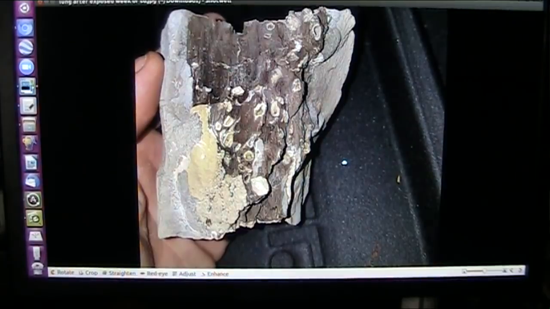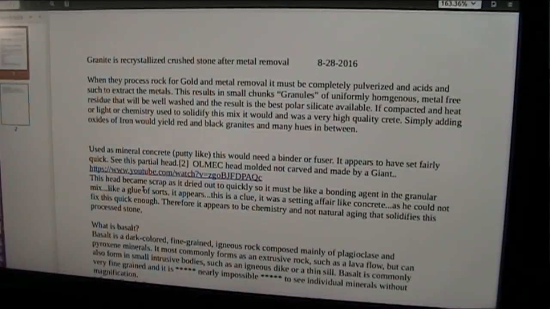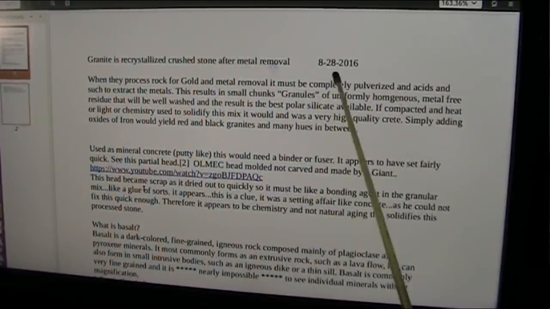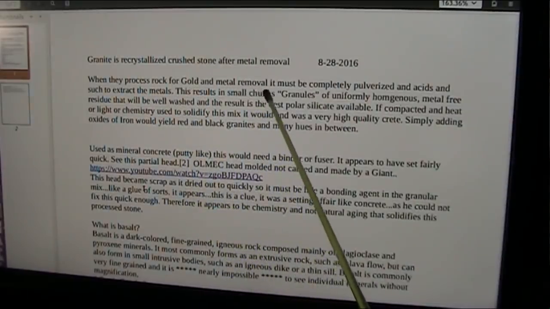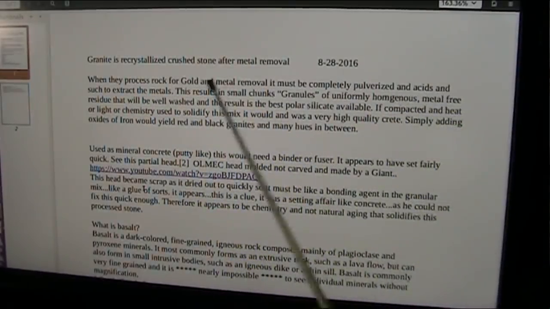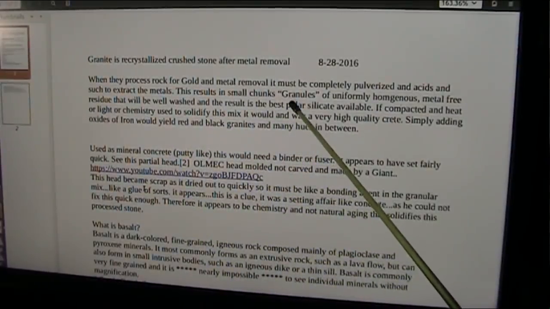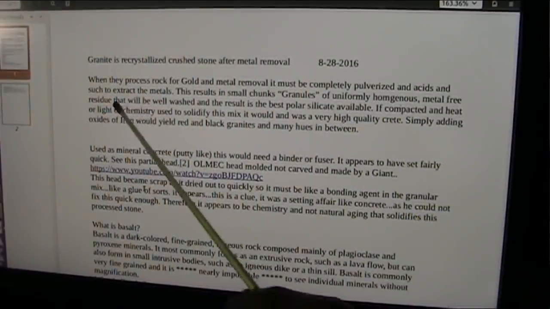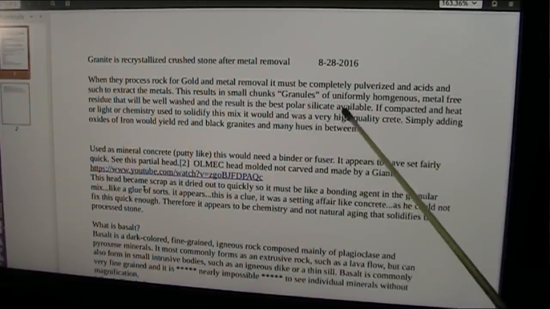Look what they're doing research on this now, looking into these transition metals. Finally. Okay, this is no new revelation. Granite is a recrystallized crushed stone after metal removal. I wrote this back August 2016. When they process rock for gold and metal removal, it must be completely pulverized, acids and such to extract the metals. Results are small chunks, granules, which we just saw, of uniformly homogeneous metal-free residue that will be well washed, and the result is the best polar silicate available.